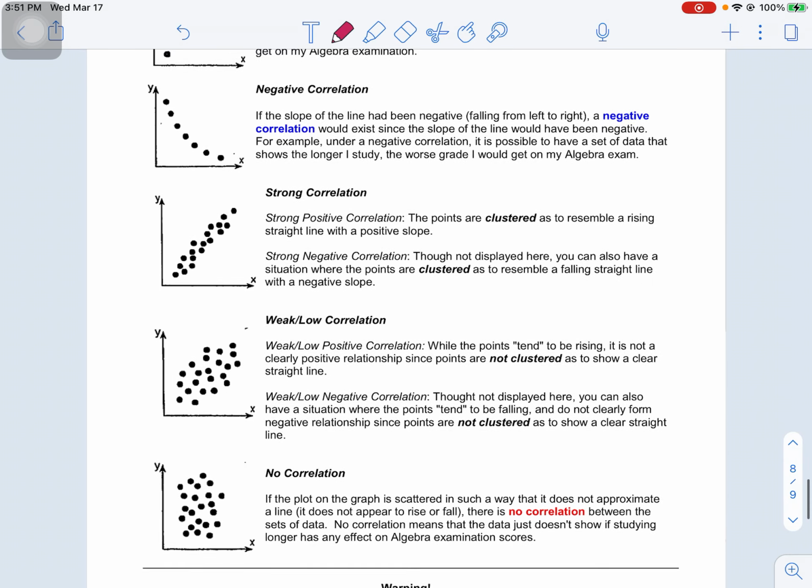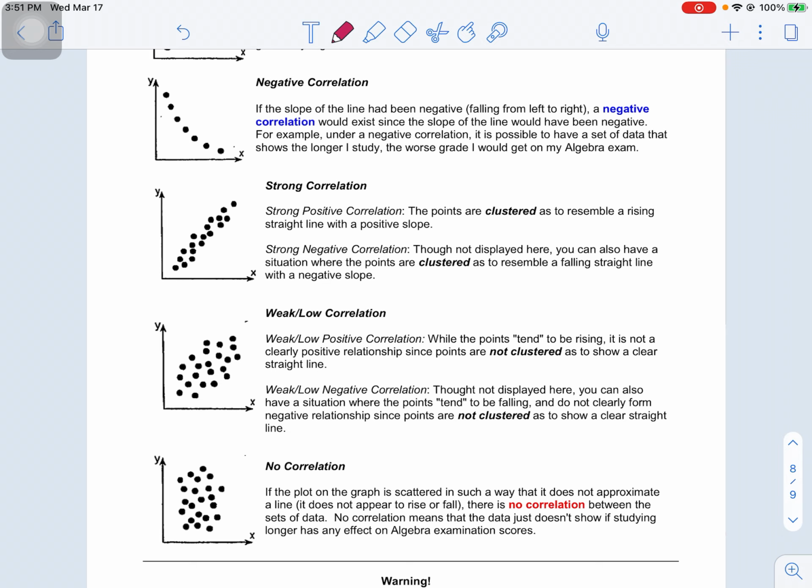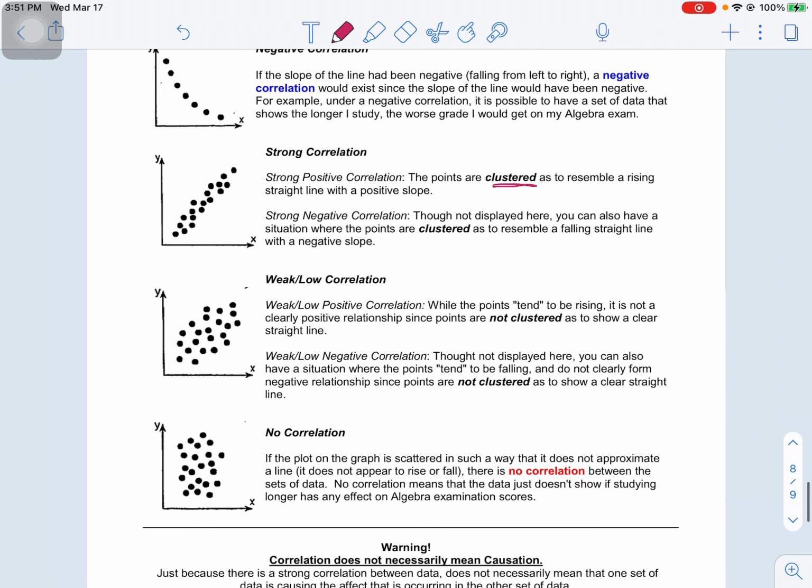Then we have a strong correlation where these dots are very, very close together, and they're clustered. That clustering helps us know that they're really strong, kind of like everybody joining together. They're clustered, and it gives us that strong correlation. Same thing can happen if it's going in a negative direction and they're very clustered. It's a strong negative correlation. Where they're more spread out, but they're still moving in a certain trend, that's weak. It's a weak or low correlation, but we still have a trend. It's still rising, it's still positive, but they're not as clustered as much. That same thing can happen with negative correlation.